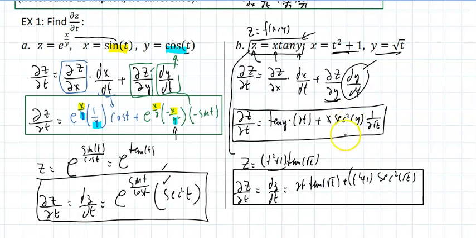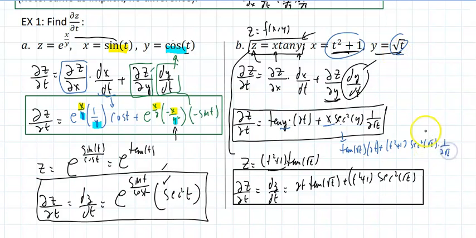If I was to go ahead to that piece right there and replace y by radical t, times 2t plus x secant squared of y, y is radical t, times 1 over twice radical t.